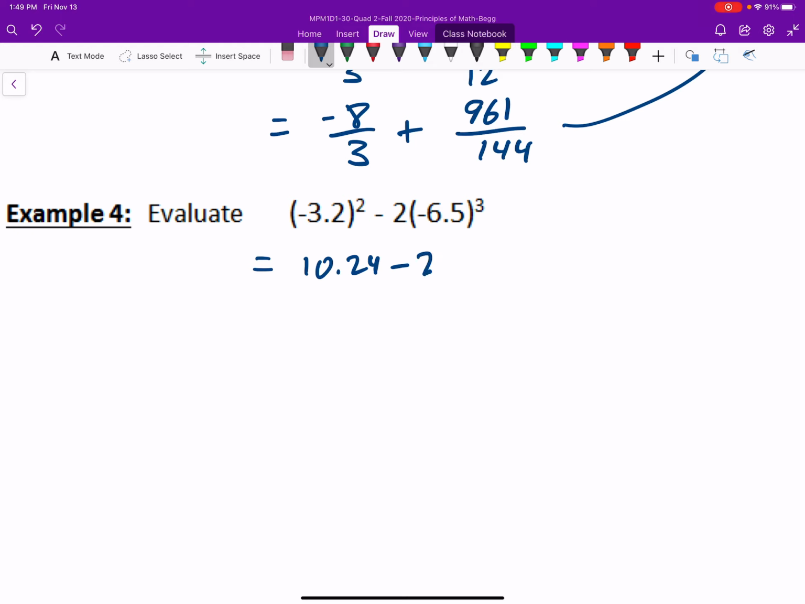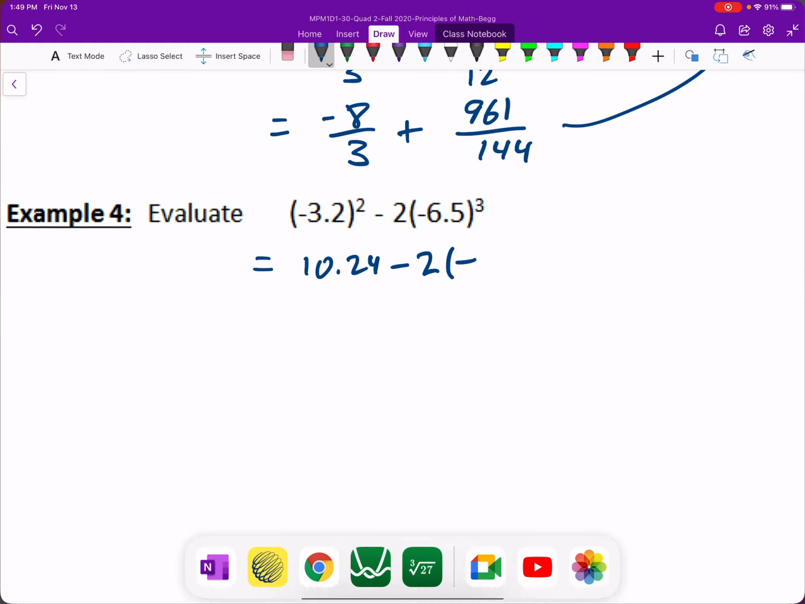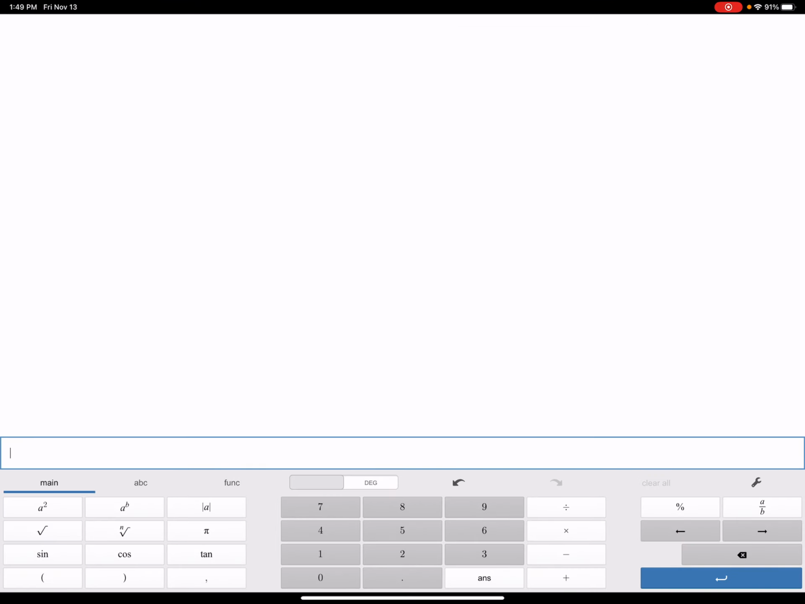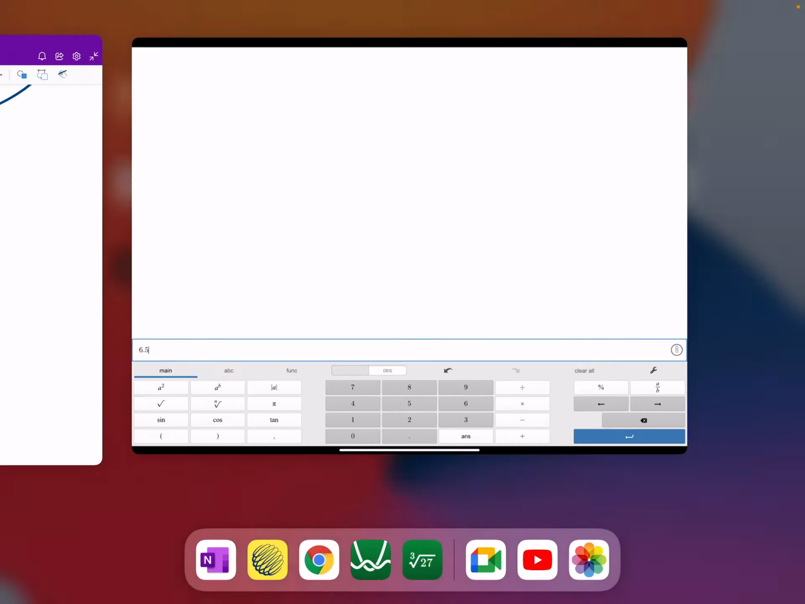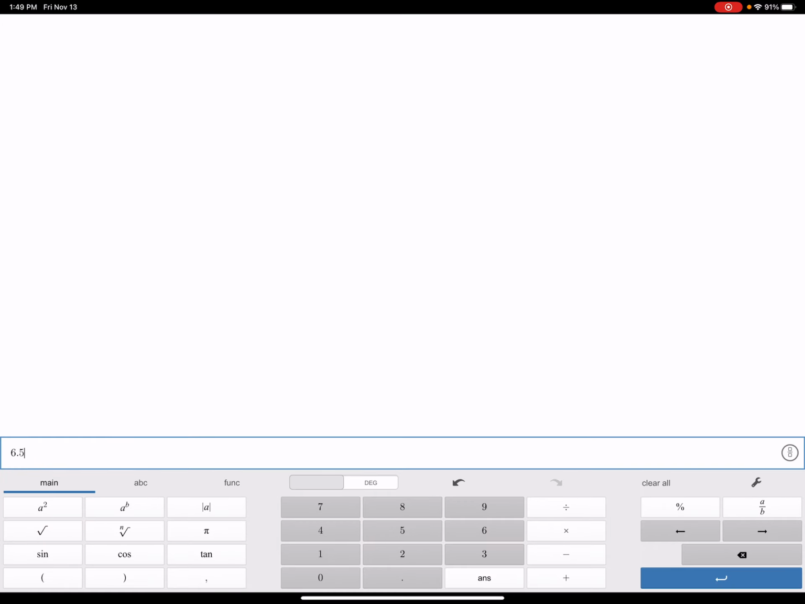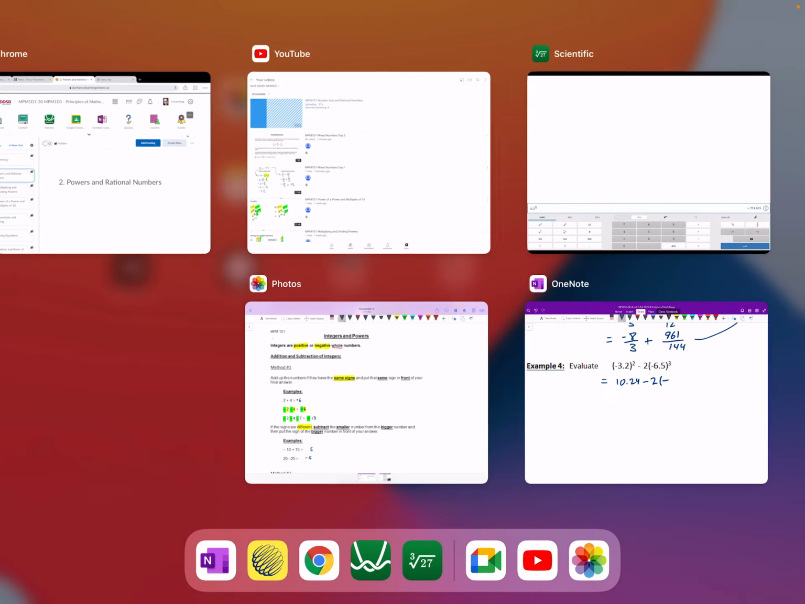Now I have to do my powers, my exponents, before I multiply by negative 2. So I'm going to keep the negative 2 where it is, but I'm going to do 6.5 cubed. Because it's an odd exponent, I know my answer will be negative. So I'm just going to go ahead and write that negative sign in now. Then I can forget about it and just do 6.5. I already forgot what the number was. Yeah, 6.5 cubed. 274.625.